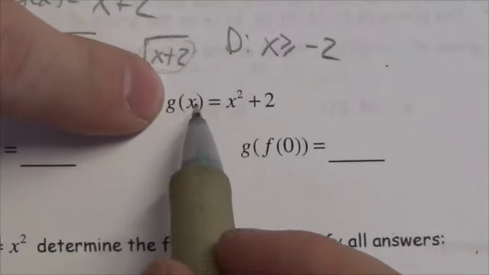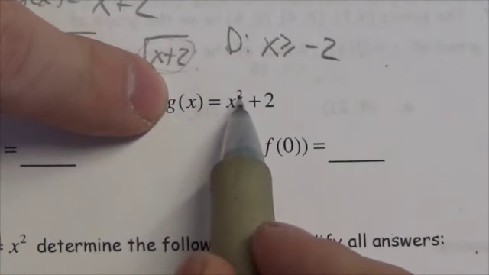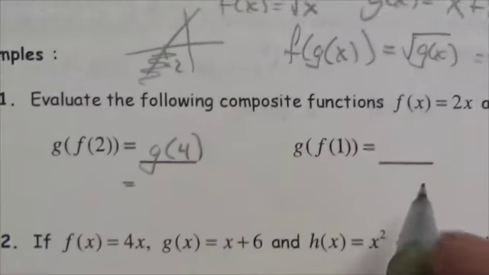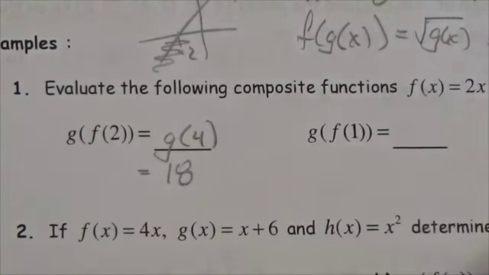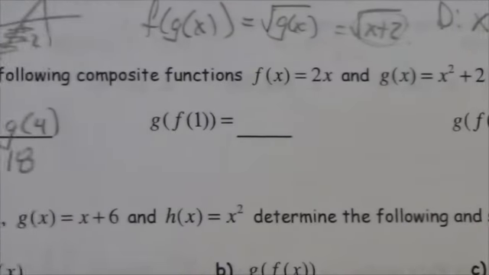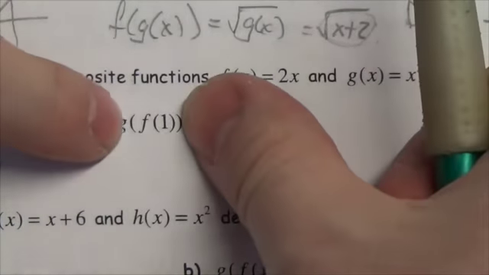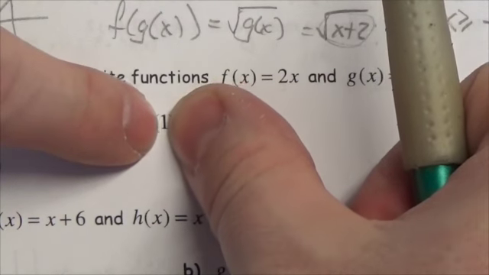And now let's go to the g function. If I plug 4 into this, 4 squared is 16, plus 2 is 18. So g at 4 is 18. So this is just a step-by-step process here. Take a look at this one. Again, work inside that set of brackets, now work inside this one.